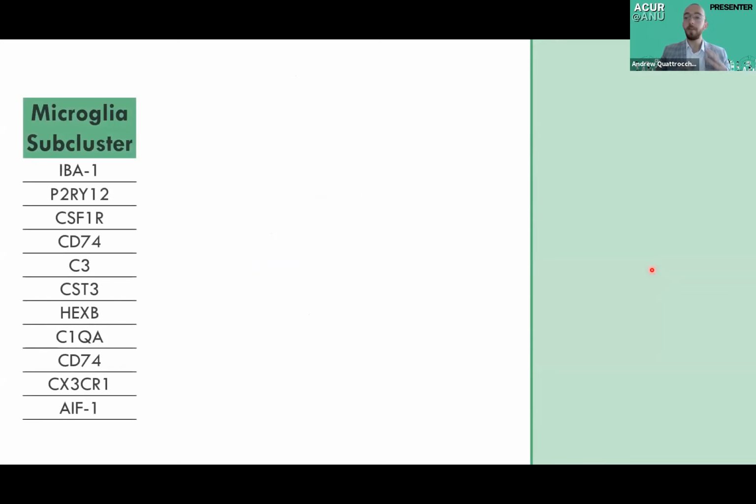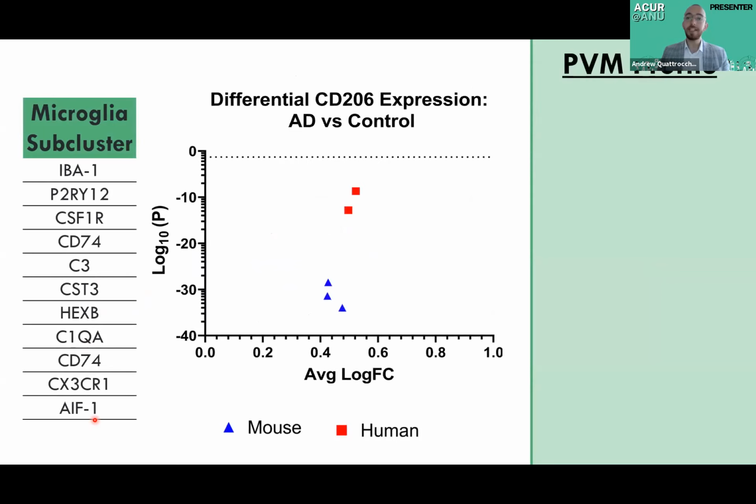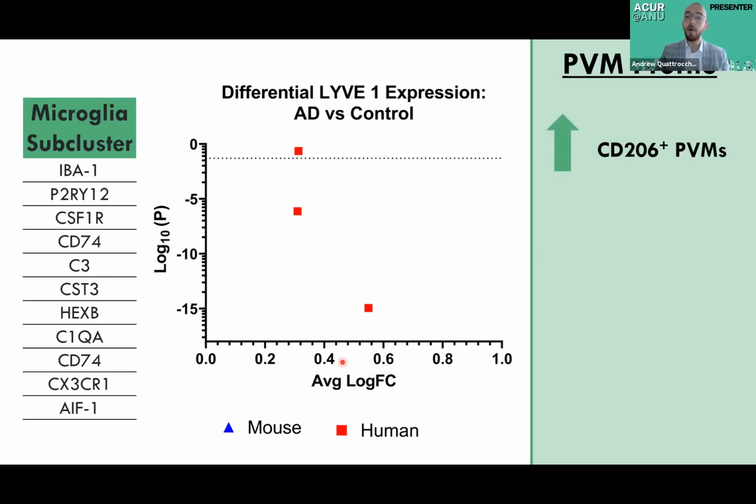So what I did was I looked at studies that had already grouped their single-cell data using microglia markers, all of which are also expressed on perivascular macrophages. I then did a differential gene expression analysis on known markers of PVMs. The first marker I looked at was CD206. And to orient ourselves, the y-axis is a p-value, so any icon under the dashed line is significant. The x-axis shows the average log fold change. So a log fold change of 0.5 is indicative of a doubling of that gene expression. As we can see in both mice and humans, CD206 expressing macrophages increase. This was also mirrored in LYVE1 expressing PVMs, another specific marker.